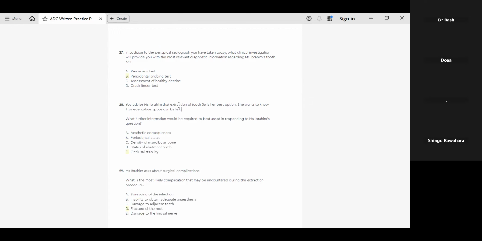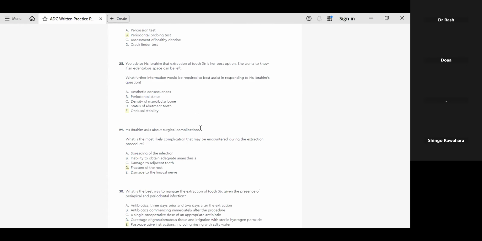All right. So then she says that if I want to just extract and leave the edentulous space, what further information will be required to best assist in responding to Miss Ibrahim's questions? So, what is Miss Ibrahim's question? This is her question. She wants to know after extraction, can she leave the edentulous space like that?